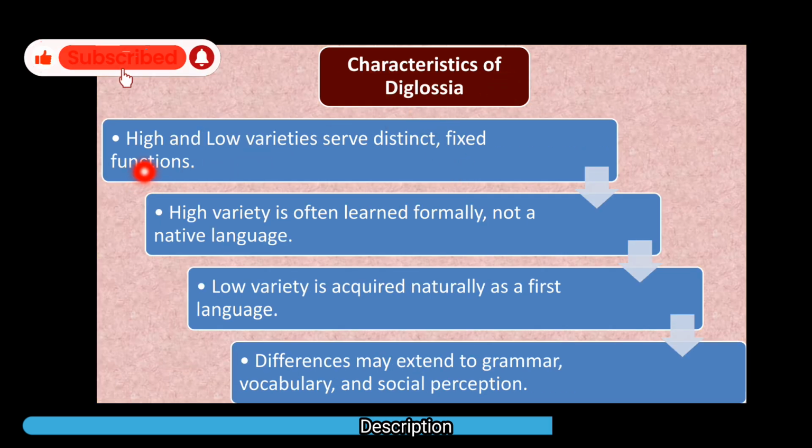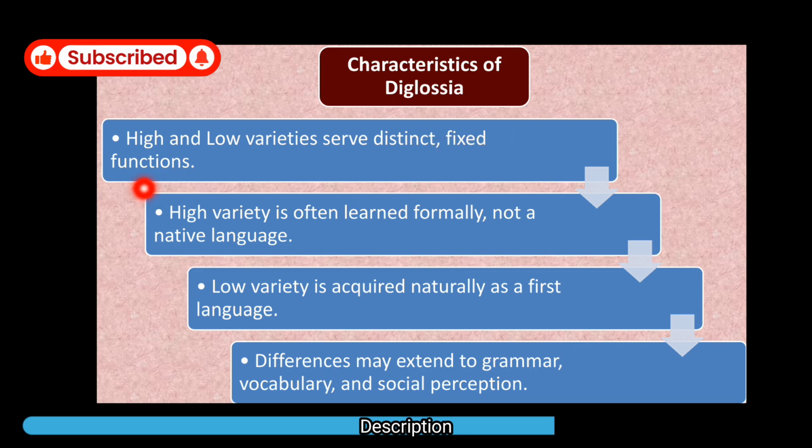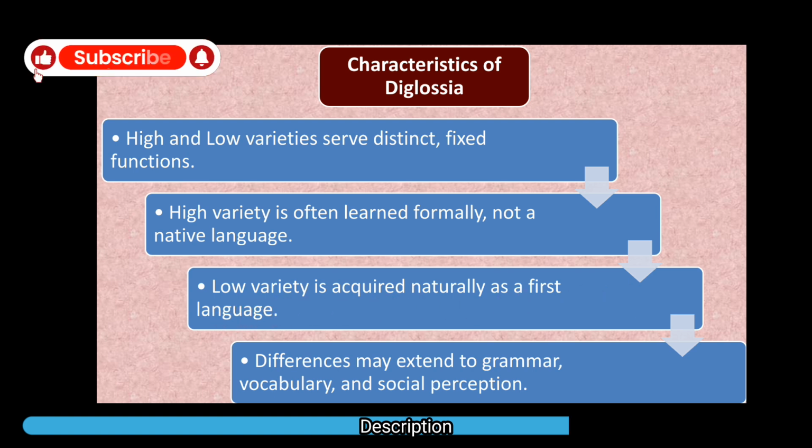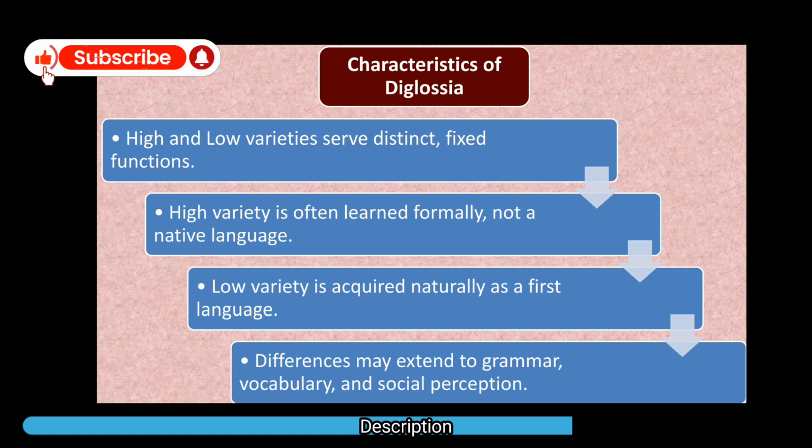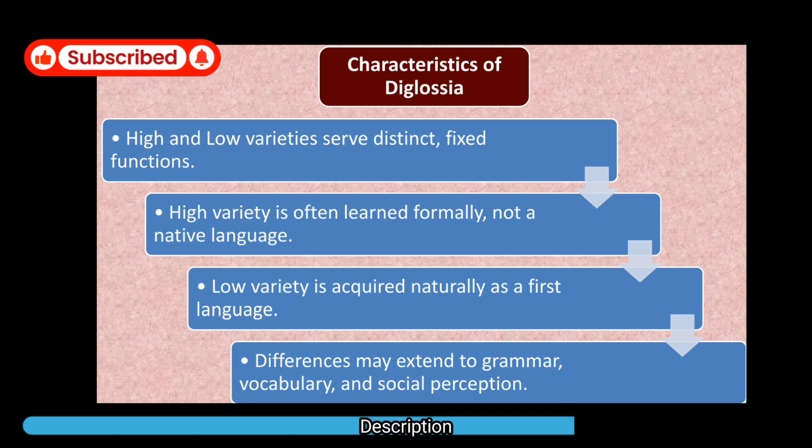A characteristic of diglossia: the high and low varieties serve distinct and fixed functions, right? The functions of the high variety, as I told, are education, official correspondence, news channels, media, etc. The high variety is often learned formally, not as a native language, while the low variety is acquired naturally as the first language. So we can't find such a thing in register, because the low variety is acquired naturally as a first language, but with register we don't have that. Differences may extend to grammar, vocabulary, and social perception in diglossia.